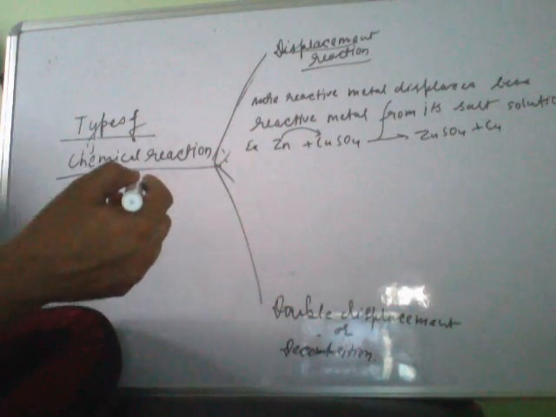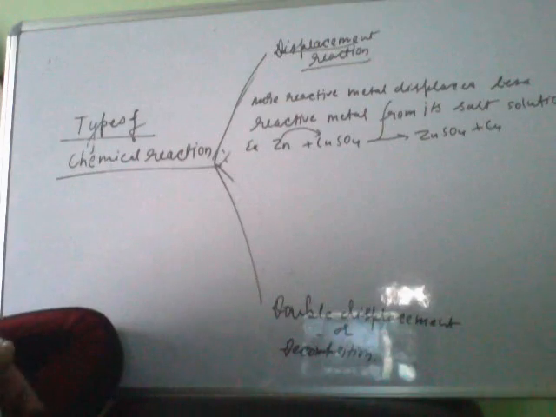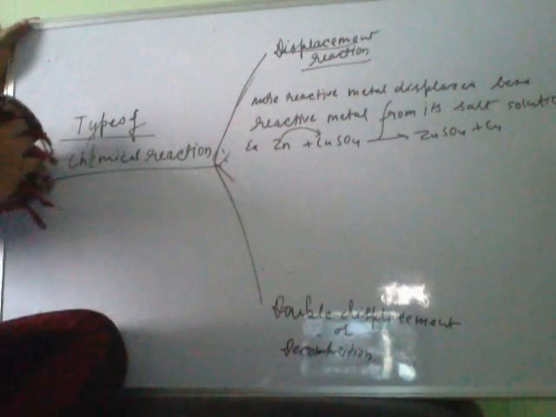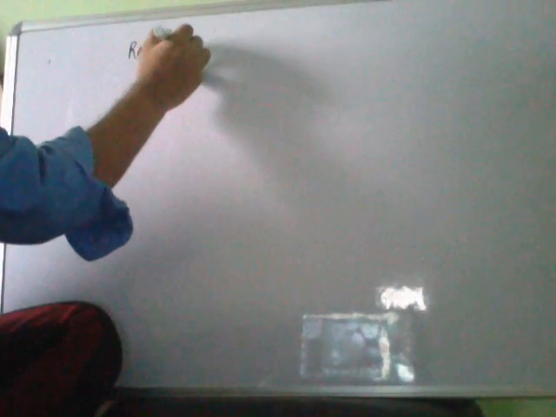Now how can we know which metal is reactive and which metal is non-reactive, right? To get that, let us go for the reactivity series. Then we will explain the reactivity series. We are going for the reactivity series.